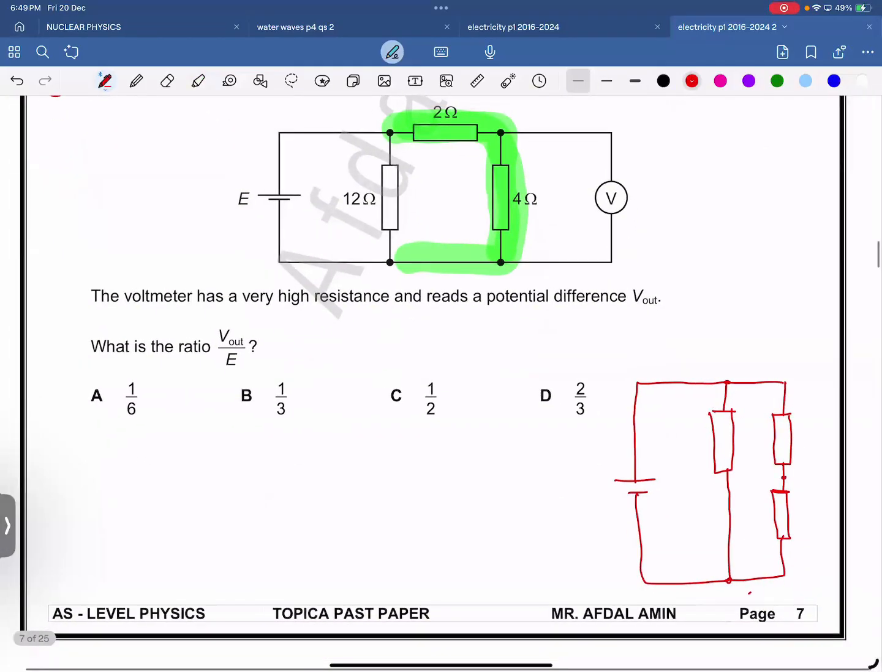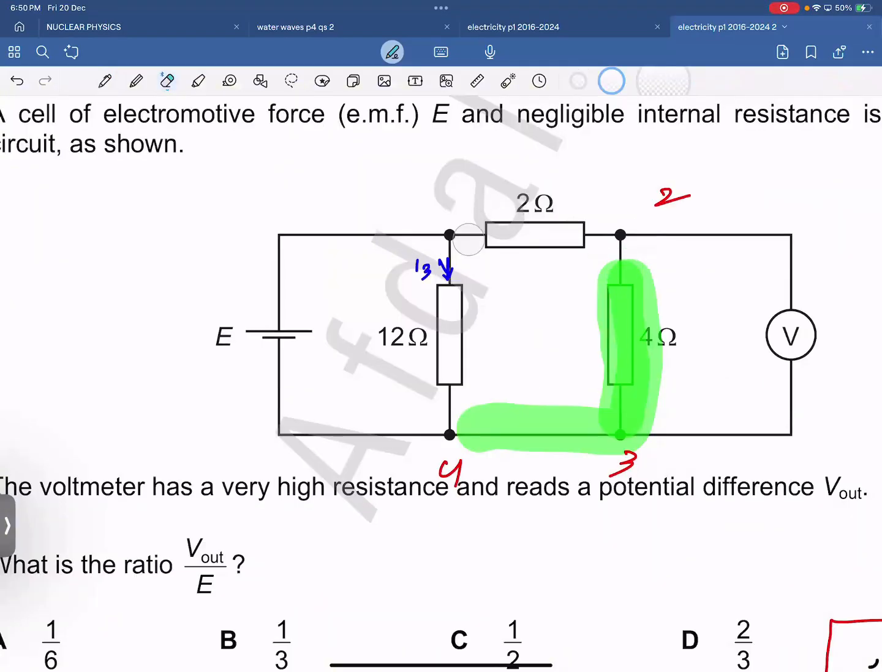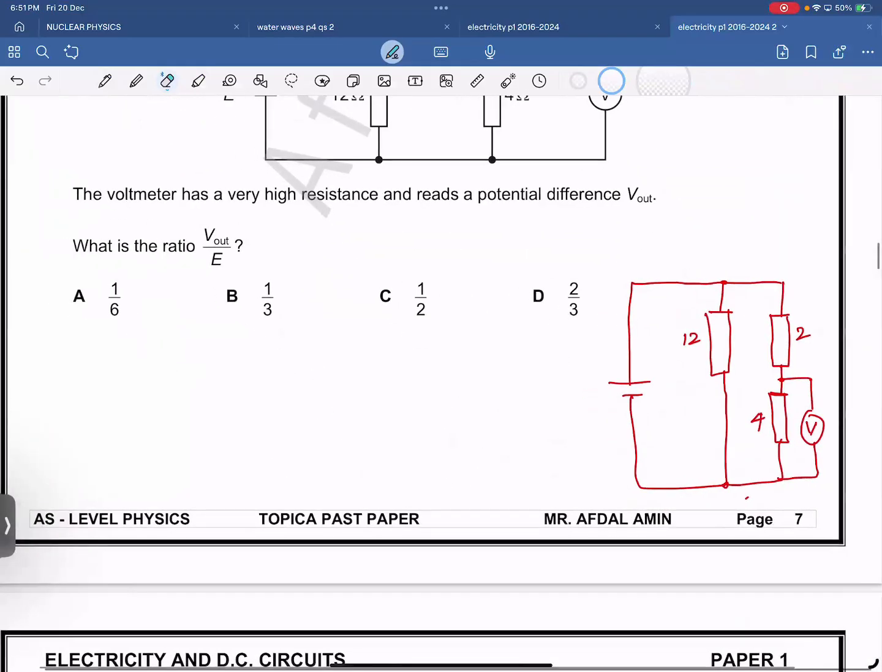And here is the voltmeter. 12, 2, 4. This is the circuit. So, my dear students, I rearranged the circuit in this way. Now you can see the ratio to the EMF. The 12 has no contribution to your question. Why? Because the 12 is parallel to the EMF.